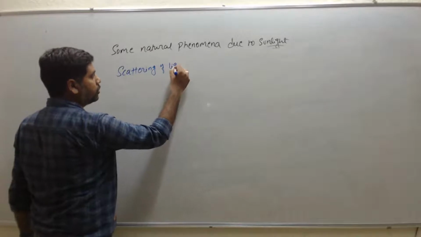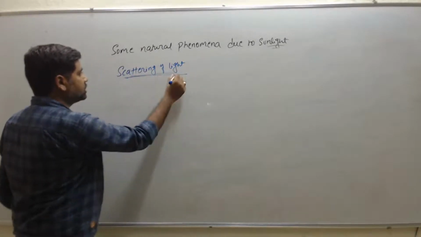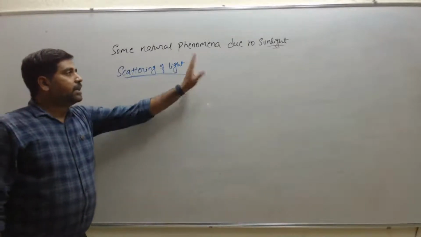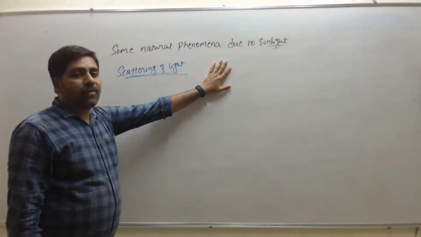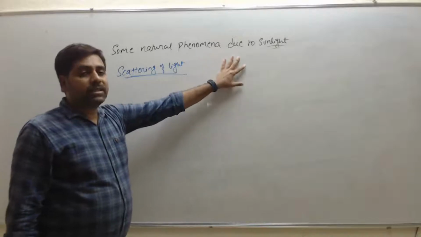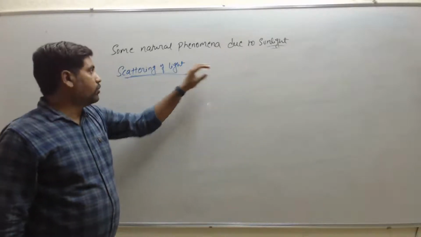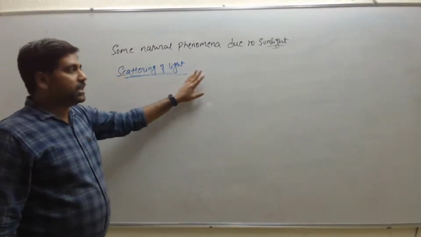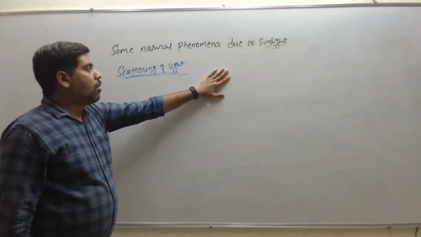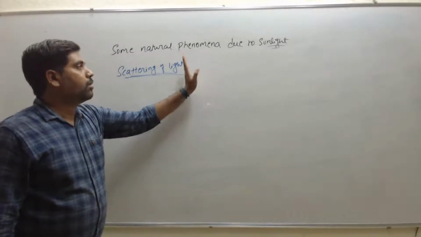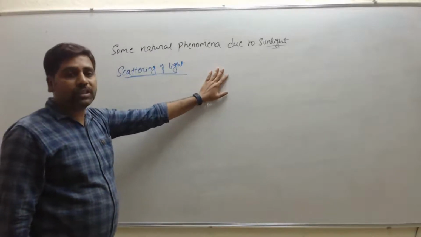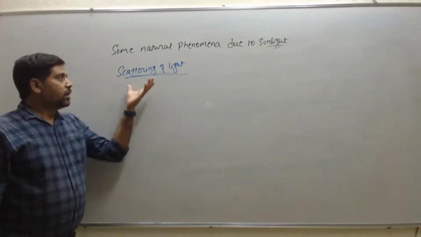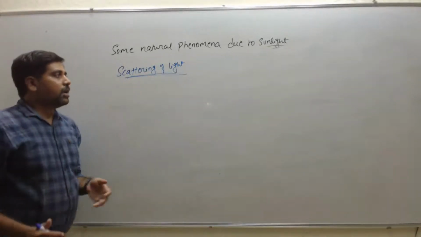Scattering of light. So what is scattering of light? Scattering of light is nothing but changing the direction of propagation of light when it is incident on a homogeneous medium. That is the change in direction of the incident ray when it travels in a homogeneous medium. Considering homogeneous medium, that is atmosphere. That one we call scattering of light.